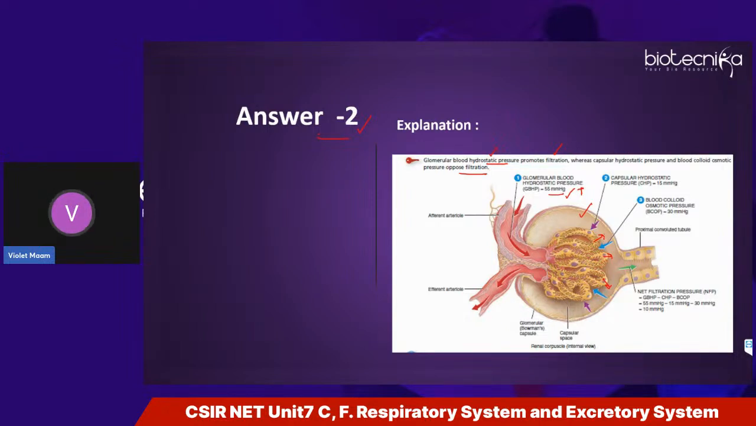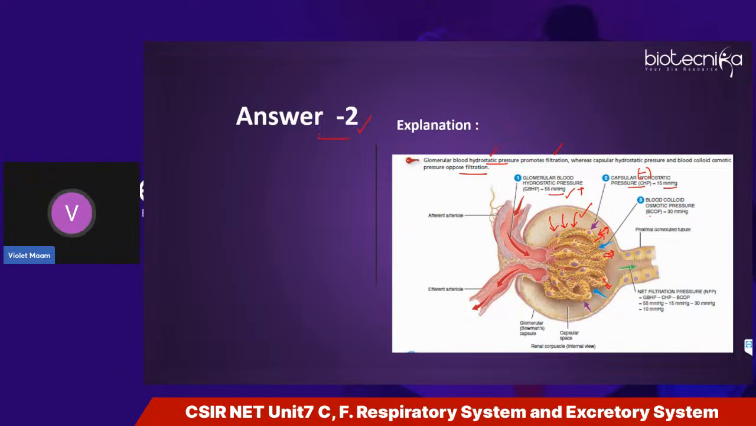Capsular hydrostatic pressure. What is capsular hydrostatic pressure? It is the pressure. So once the filtrate moves into this Bowman's capsule, that filtrate will also exert a pressure, but it will be in an opposite direction. So that pressure is capsular hydrostatic pressure. So this will be a negative pressure because it is in an opposite direction. So that pressure here, it is 15, and then blood colloid osmotic pressure.